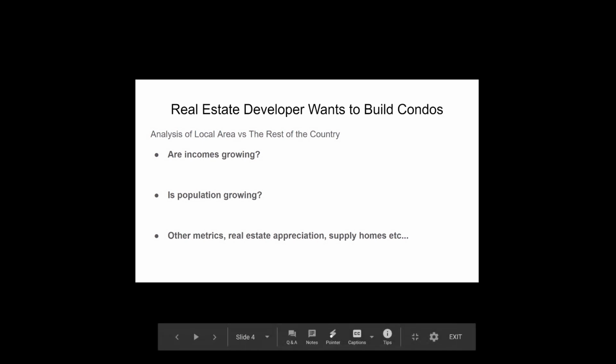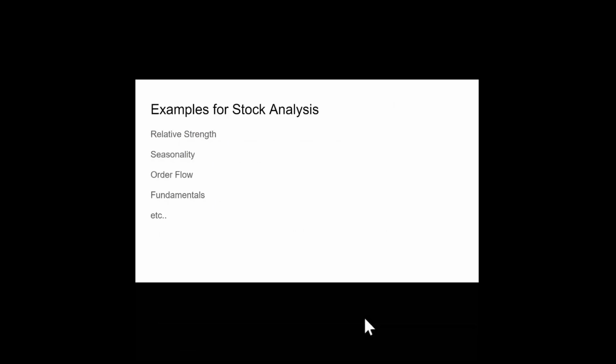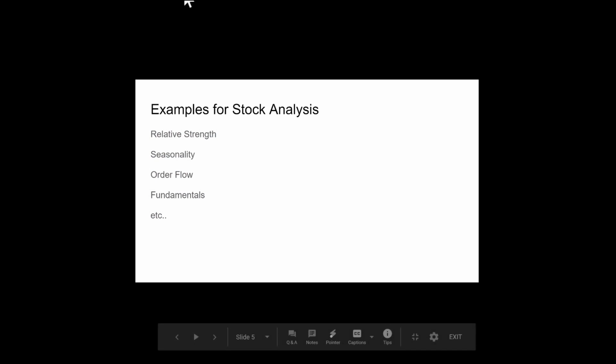So how do we relate this to stock? What kind of stock analysis can we do as well? We can look at different types of metrics: the relative strength of a stock, the seasonality, order flow, fundamentals, etc. I'm going to show you an example of a few of them before we jump into the option analysis, because sometimes people ask how you decide on direction or volatility and so forth.